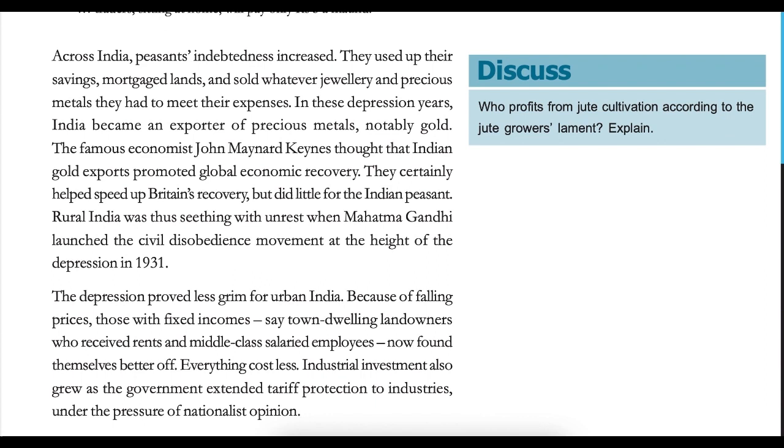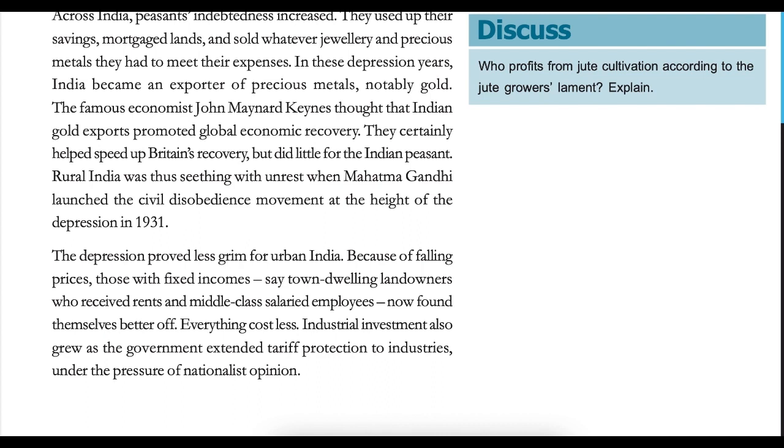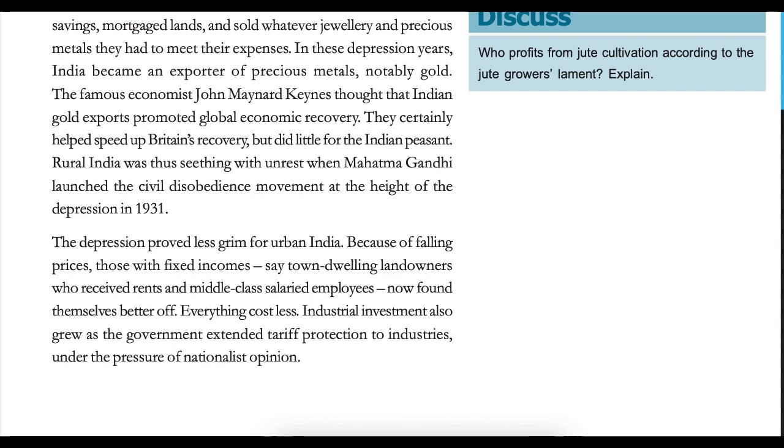Across India, peasants' indebtedness increased. They used up their savings, mortgaged lands, and sold whatever jewelry and precious metal they had to meet their expenses. In these depression years, India became an exporter of precious metals, notably gold. The famous economist John Maynard Keynes thought that Indian gold exports promoted global economic recovery. They certainly helped speed up Britain's recovery, but did little for the Indian peasant.